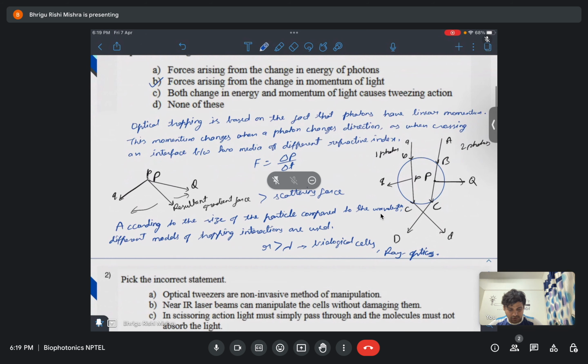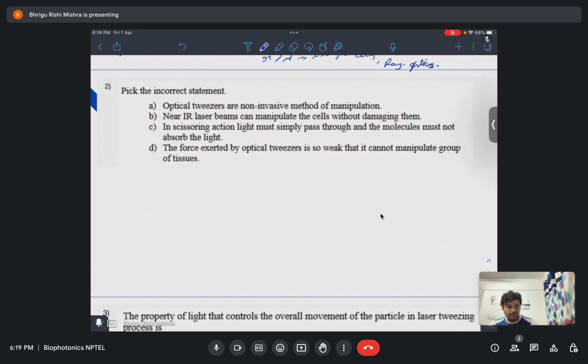So let's go to the second question. Pick the incorrect statement. A, optical tweezers are a non-invasive method of manipulation. B, near IR laser beams can manipulate the cells without damaging them. C, in scissoring action, light must simply pass through and the molecules must not absorb the light. D, the force exerted by optical tweezers is so weak that it cannot manipulate a group of tissues.